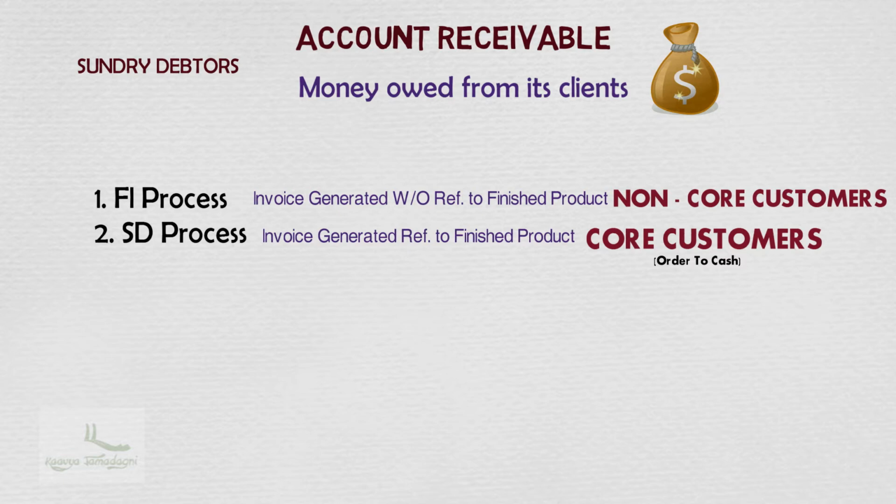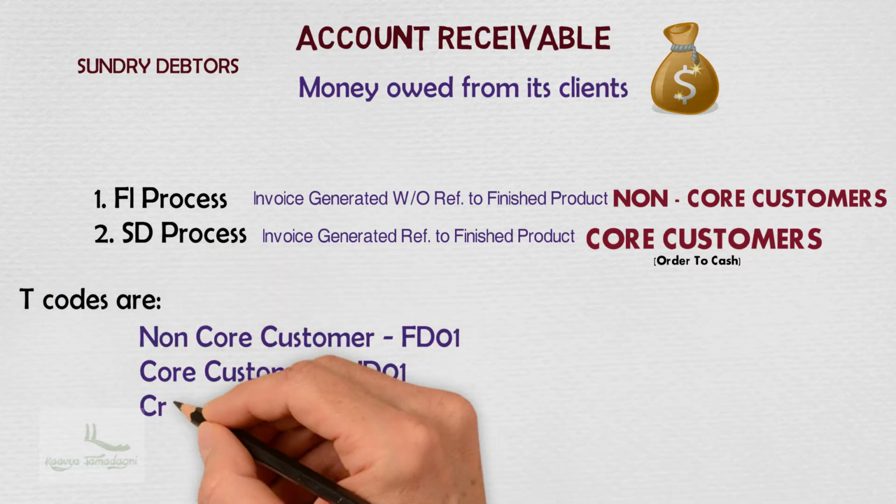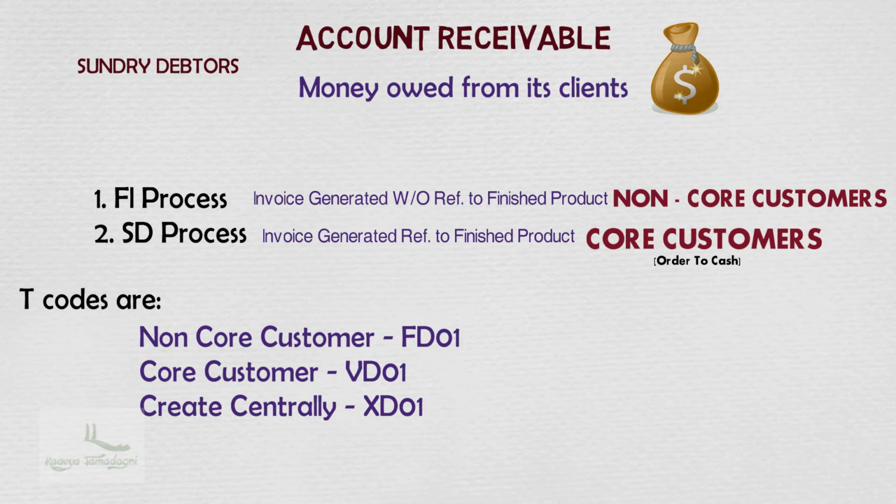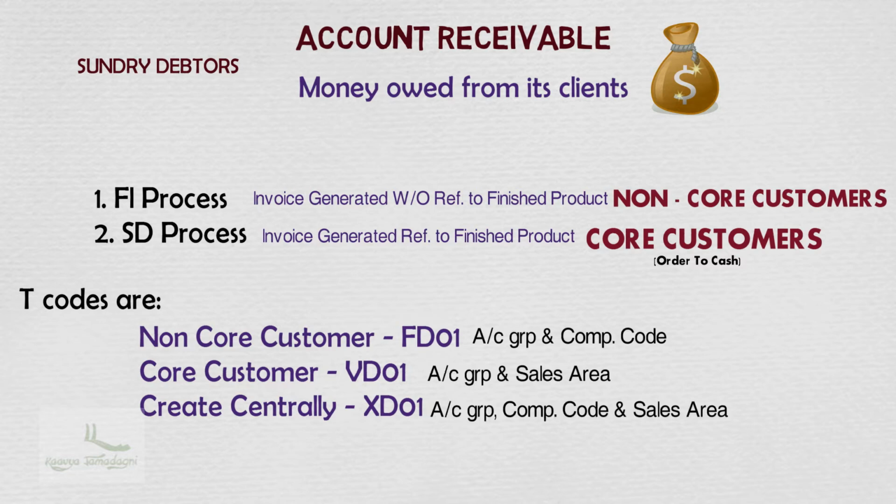It is always based on the type of the customer, whether it is FI or SD, that the customer creation process changes. For the FI customer, that is the non-core customer, we always use the T code FD01. For creating the SD customers, that is the core customers, we always use the transaction code VD01. When creating the customer using FD01, the system will ask us to create the customer based on the account group and the company code. But when creating the customer in VD01, the system will ask us to create the customer based on the sales organization, distribution channel as well as division.